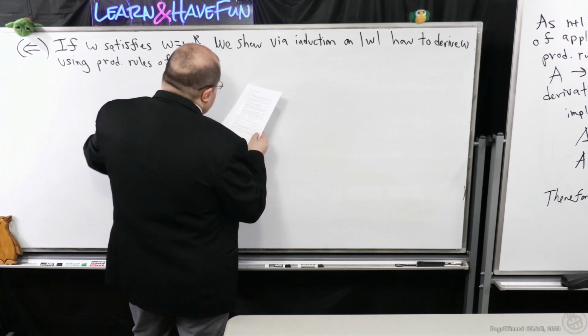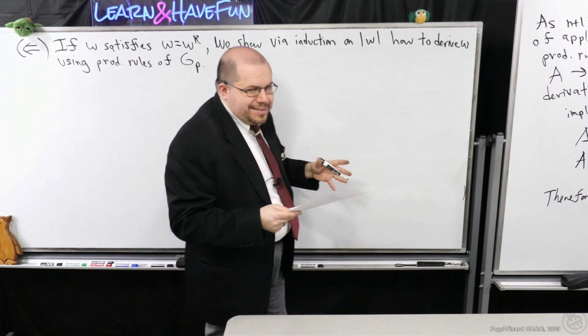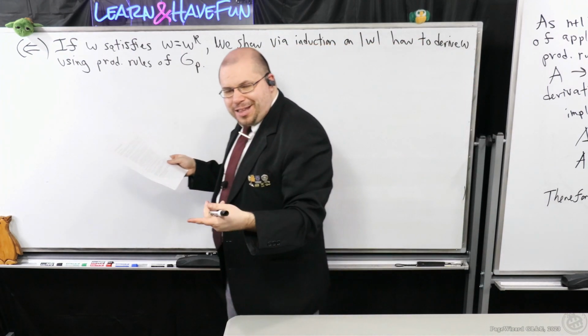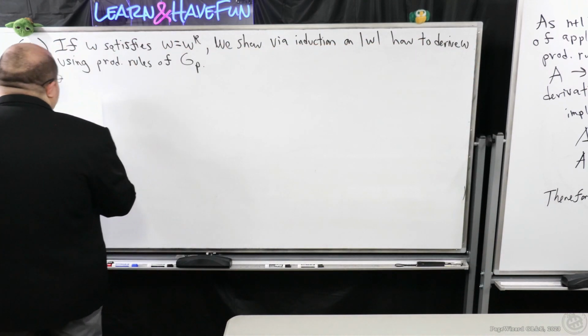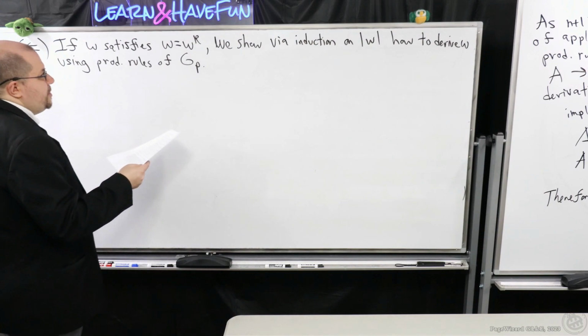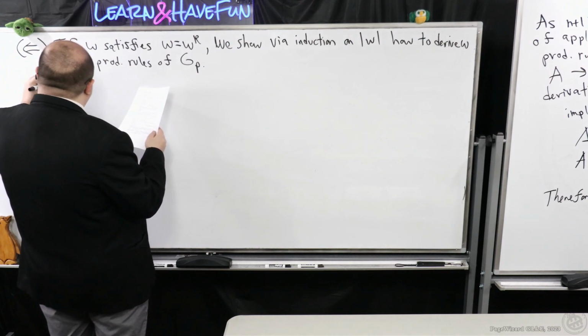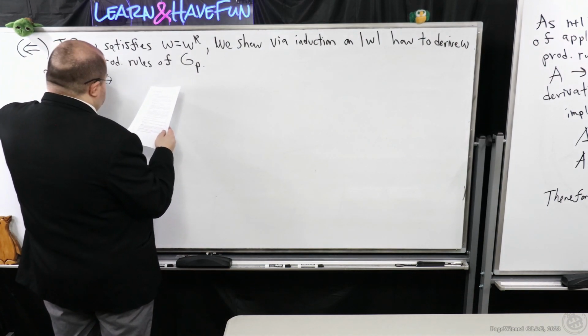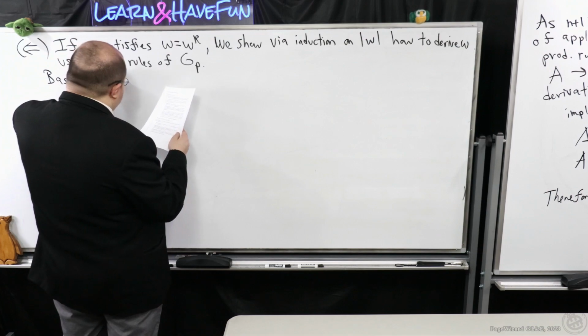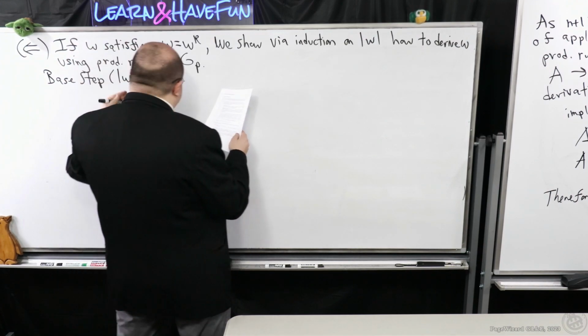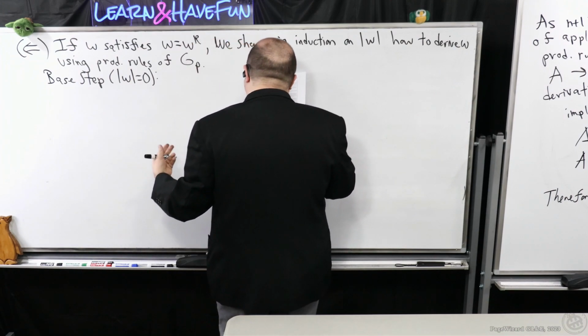So you're going to see it's a little different, because now remember the way I generate strings is by applying the production rule. So I got to show you how that's done. And it's going to depend on the length of the string. So let's start off with the base step. I'm going to have two base steps. I'm going to start off with when the length of the string is 0. And then I'll do length of string is 1. Then we'll perform the induction step.